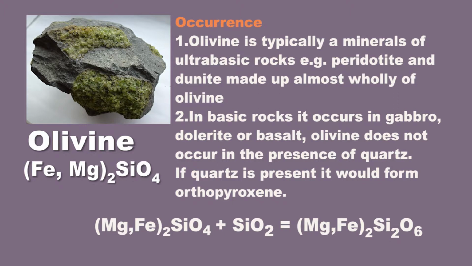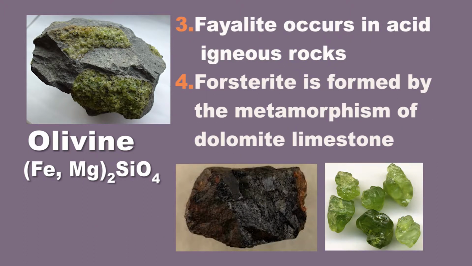The reaction is (Mg,Fe)2SiO4 plus SiO2 gives rise to (Mg,Fe)2Si2O6. Fayalite occurs in acid igneous rocks. Forsterite is formed by the metamorphism of dolomitic limestone.